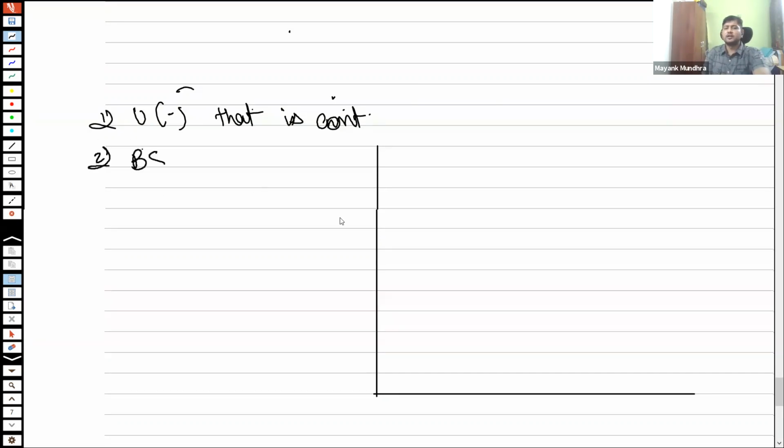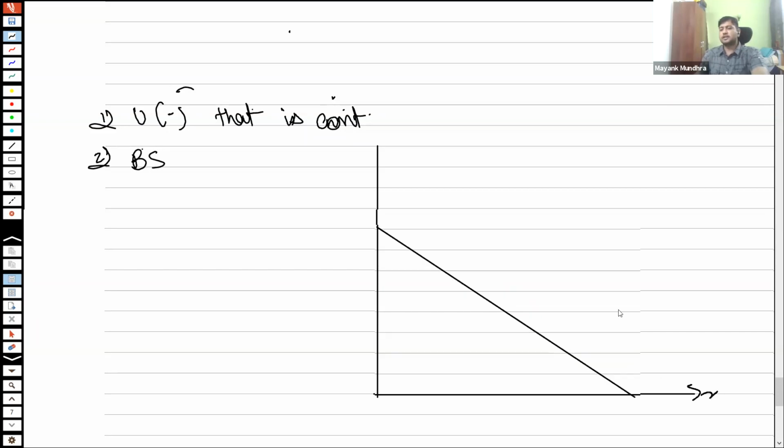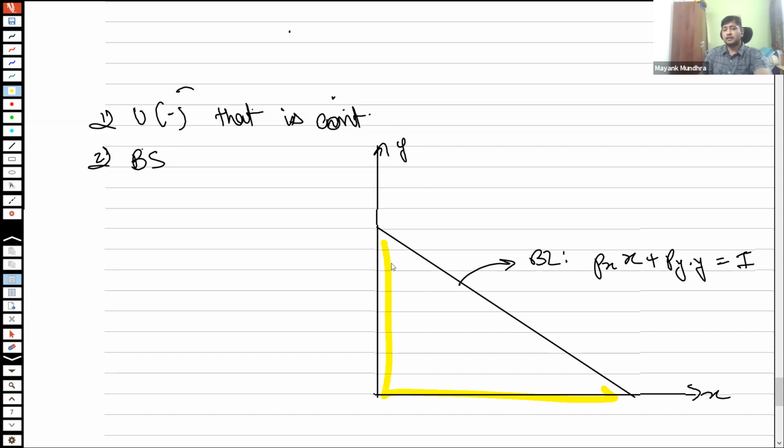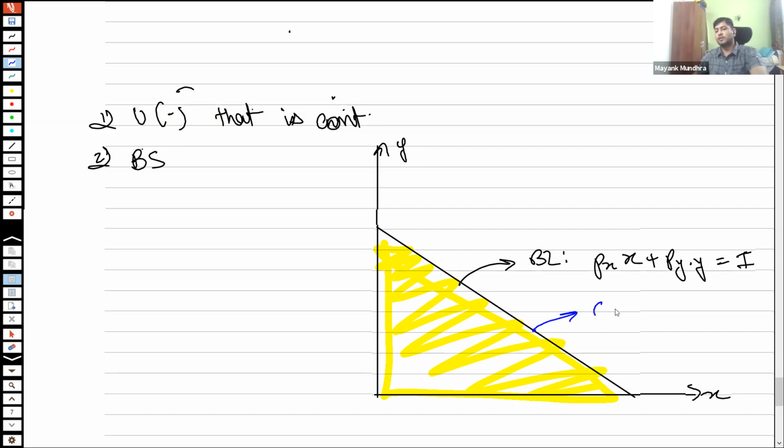Second, we take the budget set. So we talked about budget sets. If this is X and Y, the budget line is the line which satisfies Px times X plus Py times Y equals your income. Everything inside this line, below this line, is what we call the budget set. Now, this budget set is a compact set.